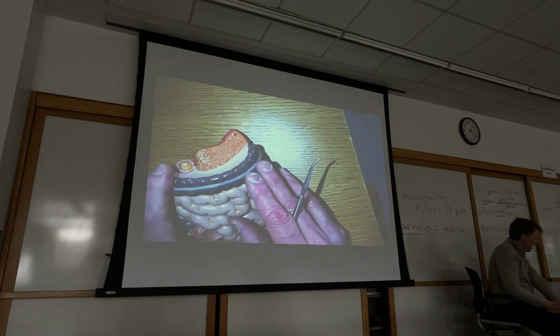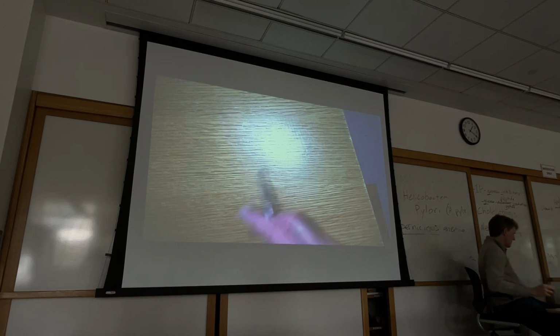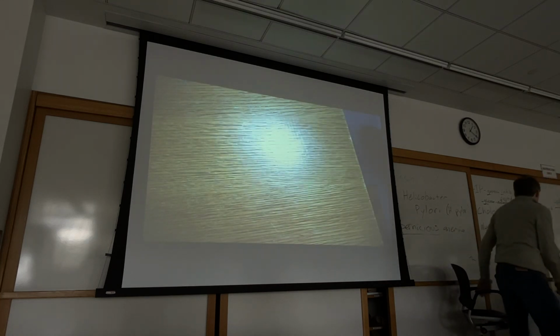So next, other stuff to know about the small intestine. We do have a model that shows the wall of the small intestine. And that is not that, that's this.